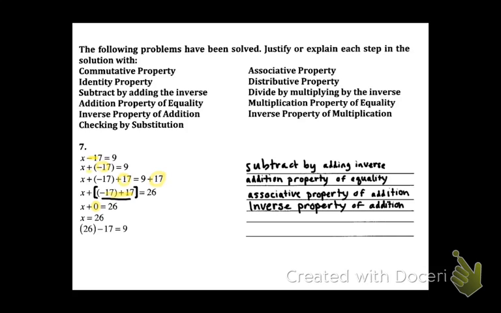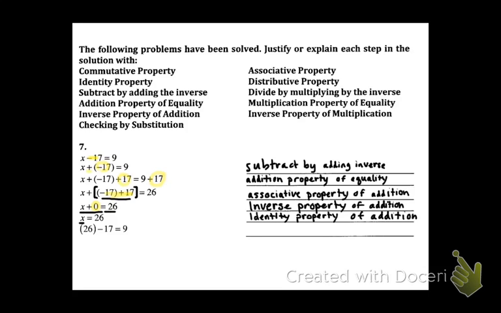Okay, next, x plus 0 is identical to just x. If x plus 0 equals 26, then x equals 26. That's the identical equation. So that is the identity property of addition, if you want to be specific.